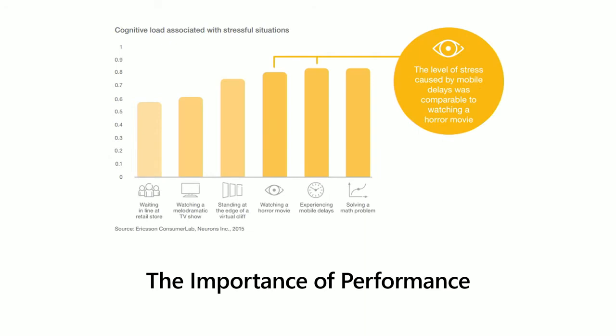Now, in case you still don't believe me how important performance is, I wanted to show this interesting study that I came across. They surveyed a bunch of people, and they gave them a list of different things that were stressful, ranging from waiting in a line to solving a complex math problem and some different things in between. One of those items was experiencing mobile delays. And wouldn't you know it, that is the second most stressful thing that these people could think of in the list that they were given. So that's why performance is so important. You're literally stressing out your users if your app is taking forever to load. And we don't want that, right? So that's why it's so important.